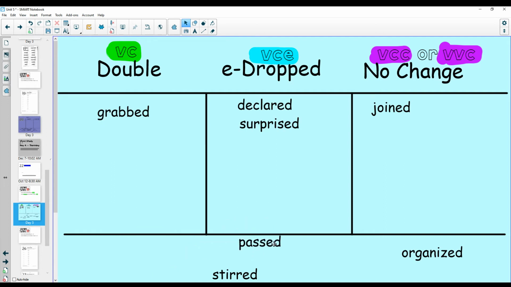Passed. Okay, let's look at it. Take off the ED. Now I do see 2 letters, but that doesn't mean right away it's doubled because the base word is pass. That means no change.